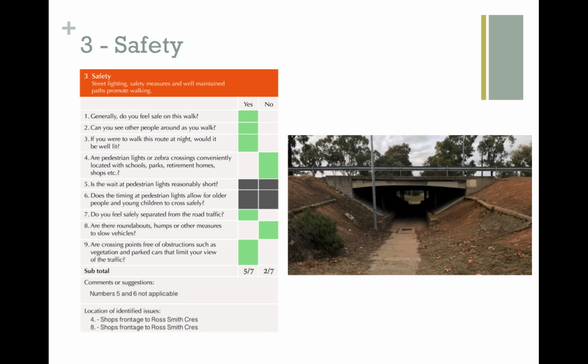The matter of perceived safety, however, is just as important. Again, the Scullin shop's back of house impacts the perceived level of physical safety for this walk, particularly in hours of darkness. The same goes for the underpass under Southern Cross Drive towards the end of the walk.